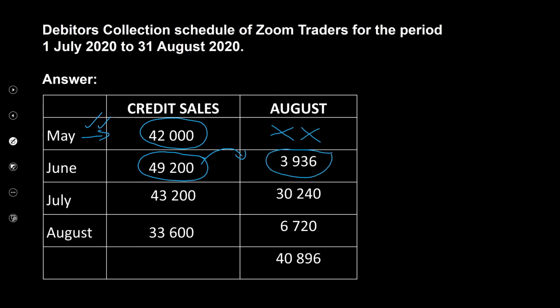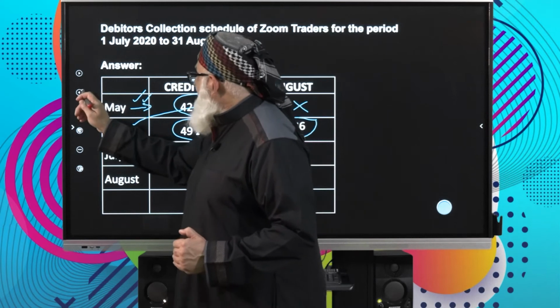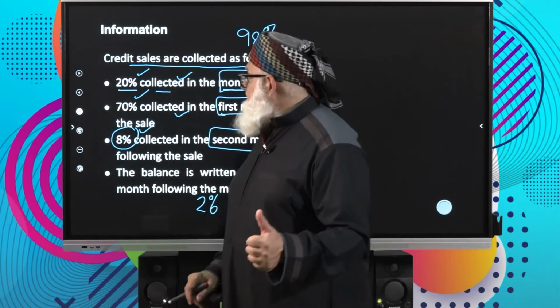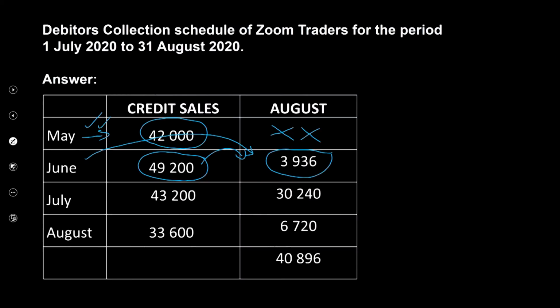Although the sale took place in June, its impact will be felt in August because that is our arrangement with our debtors. Once again, a repeat of the arrangements: 20% in the month of sale, 70% the month following the month of sale, 8% in the second month following the month of sale, and the bad debt in the third month following the month of sale. So let's go now to July, which we calculated to be 43,200.